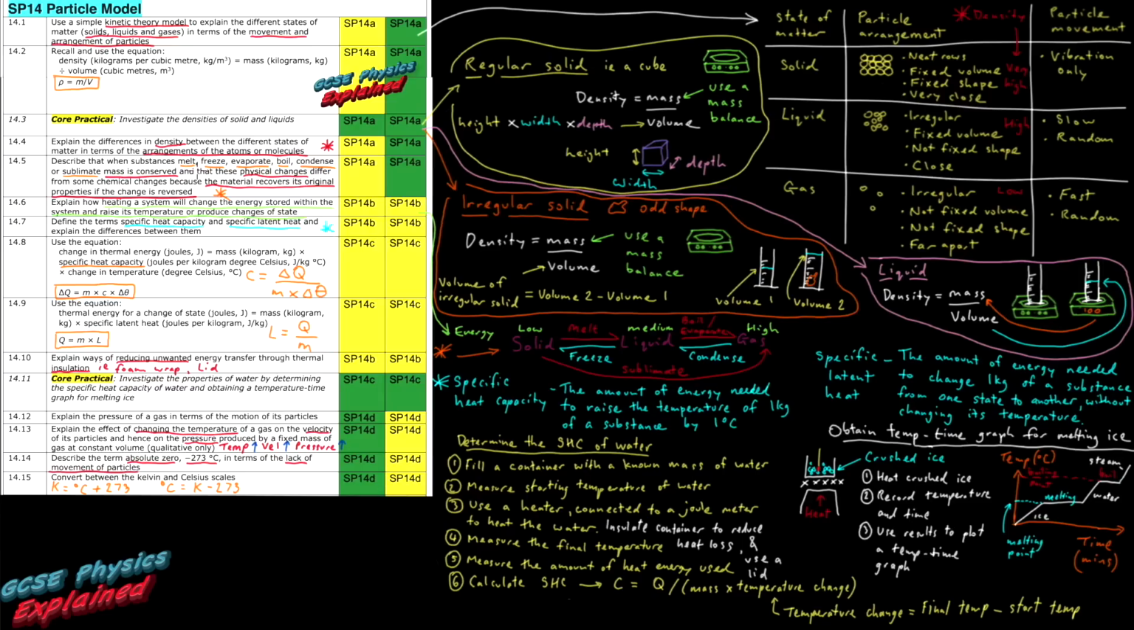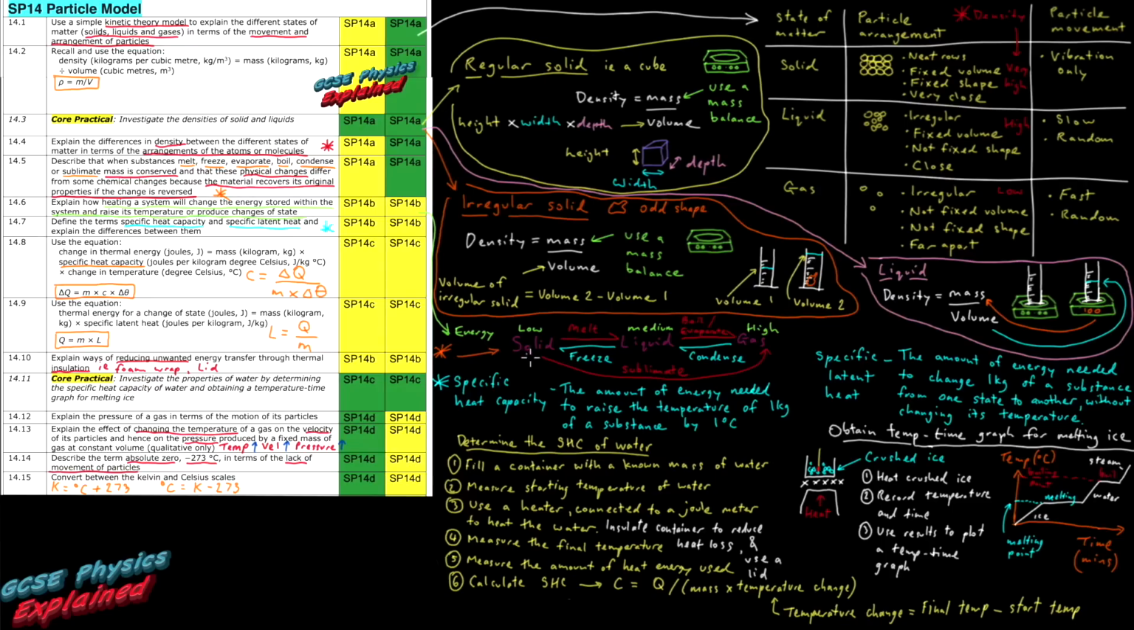Describe that when substances melt, freeze, evaporate, boil, condense or sublimate, mass is conserved. So that just means the mass that goes in equals the mass that comes out. And that these physical changes differ from some chemical changes because the material recovers its original properties if the change is reversed. So sometimes if you have a chemical change, the properties will be totally different and you can't reverse it. But if you're just changing the state of matter, that's just a physical change. And if you reverse the change, you'll get the same properties back.